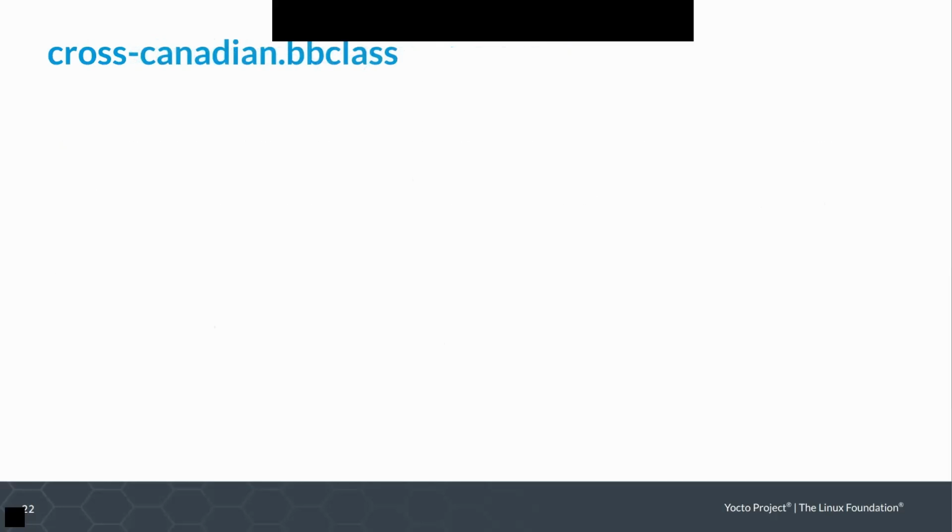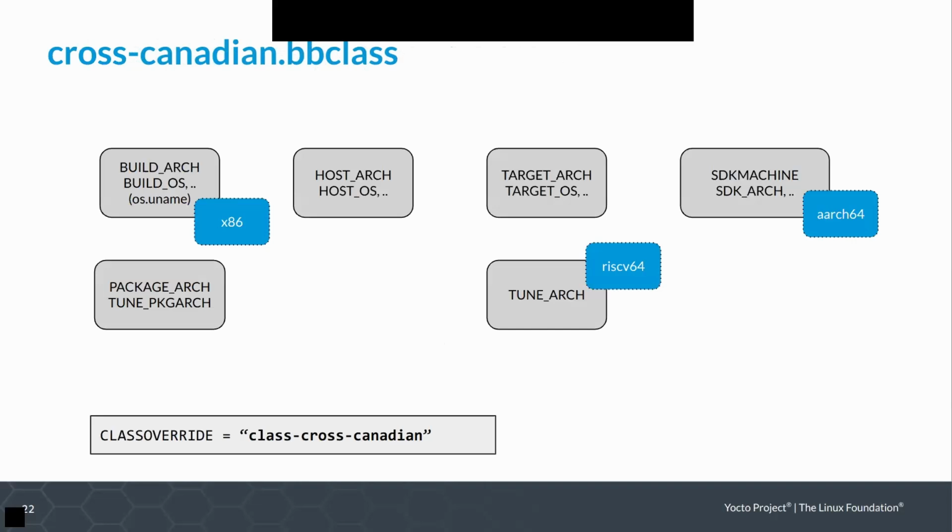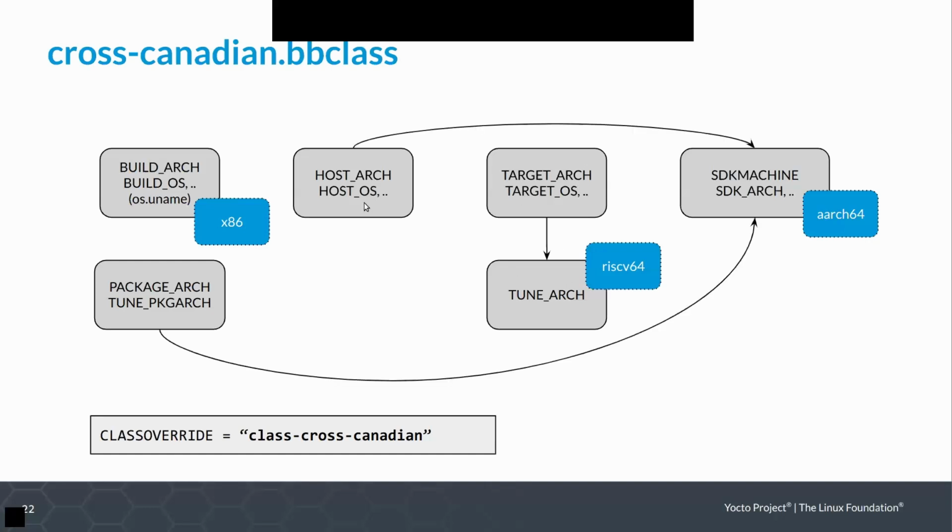So now moving to the second part, which is cross-Canadian, the final part. After preparing a toolchain that will run on the SDK machine, we now set back the target architecture to tune, and host will be the SDK machine now, because the host is what runs the toolchain.